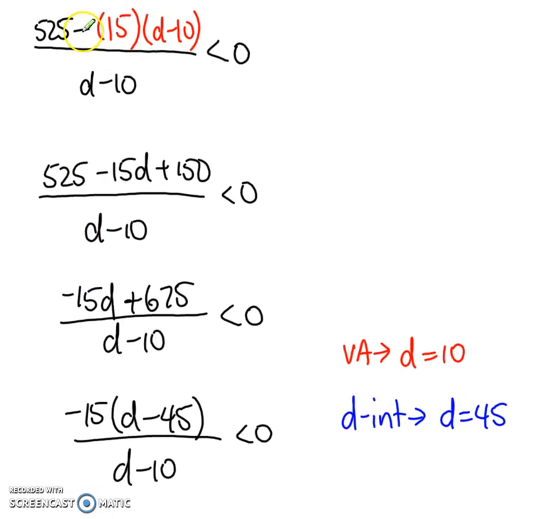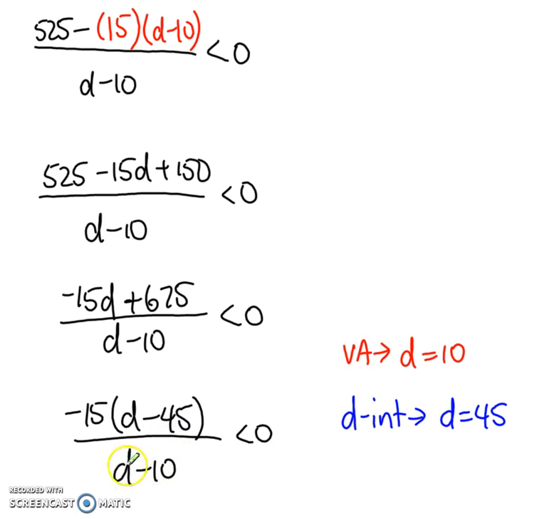All right, so I get a negative 15d and a positive 150. Then you're going to collect like terms and factor out the top. By factoring out the top, you see what your x-intercepts are. So in this case, your d-intercept is going to be a positive 45. That's going to go into my interval chart.